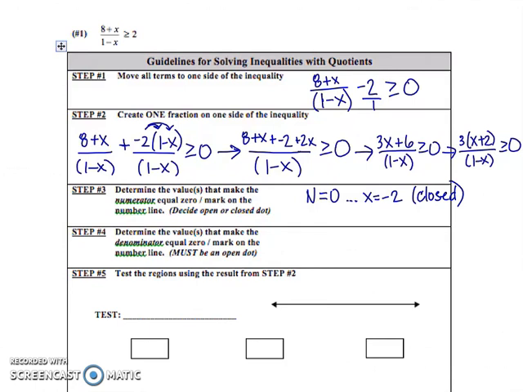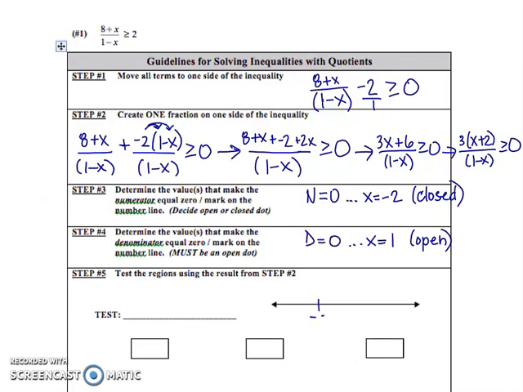Now the next step is to determine the values that make the denominator equal to 0. The value that would make my denominator equal to 0 would be if x were equal to 1. And that must be an open dot, because we cannot include any value in our solution that's going to make our denominator 0. So now I'm ready to think about my graph and my regions and test some values around my critical values.